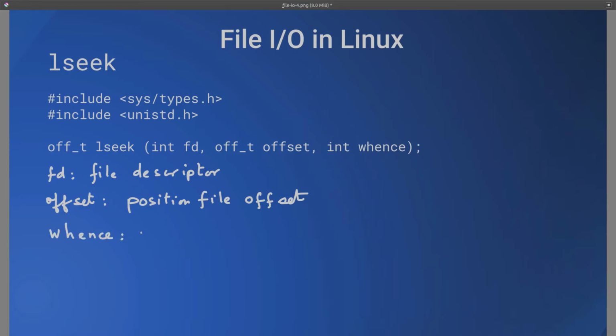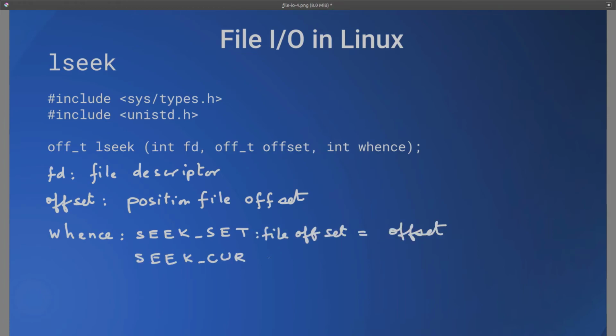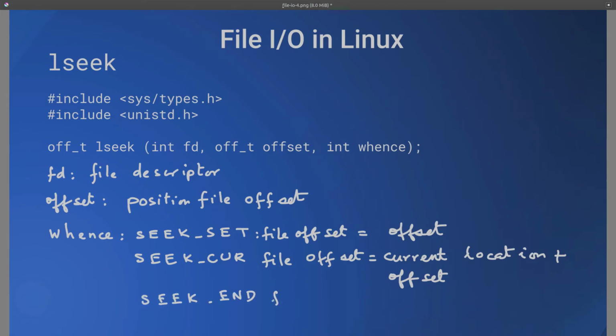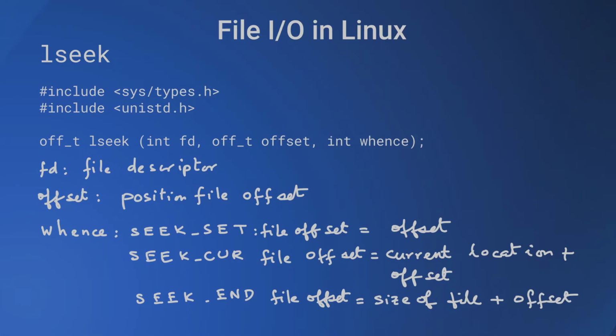The third parameter, whence, defines a reference for the file offset. Whence can have three values. The value SEEK_SET means the file offset is equal to offset. Whence can be SEEK_CUR, which means the file offset is the sum of the current location and the offset value. And whence can be SEEK_END, which implies the file offset would be the size of the file plus offset.